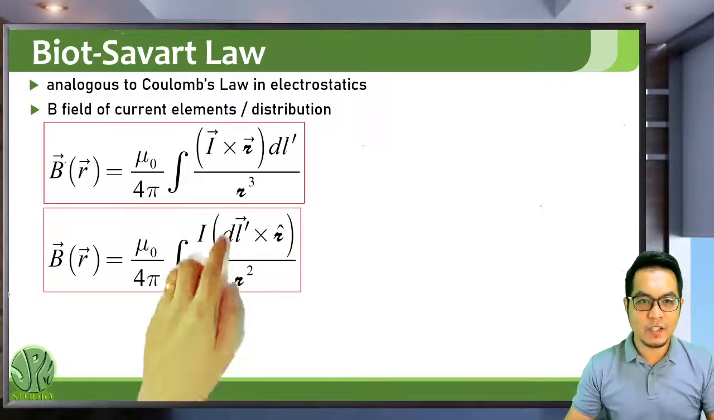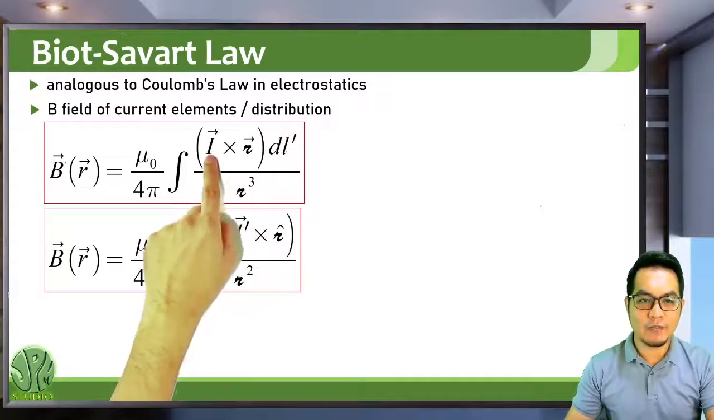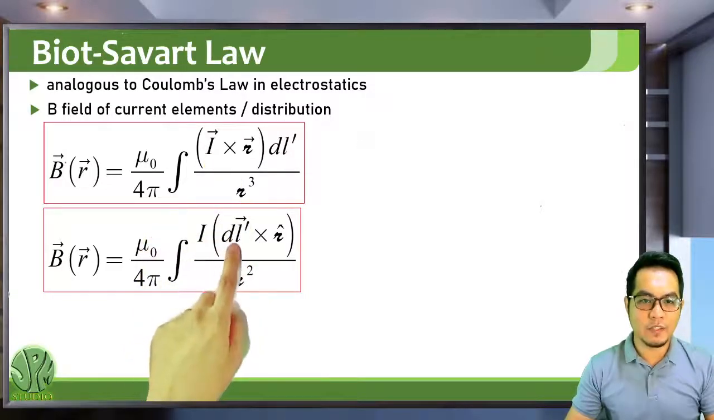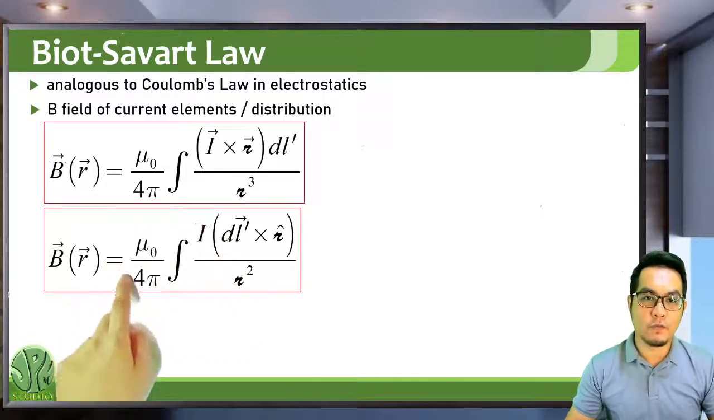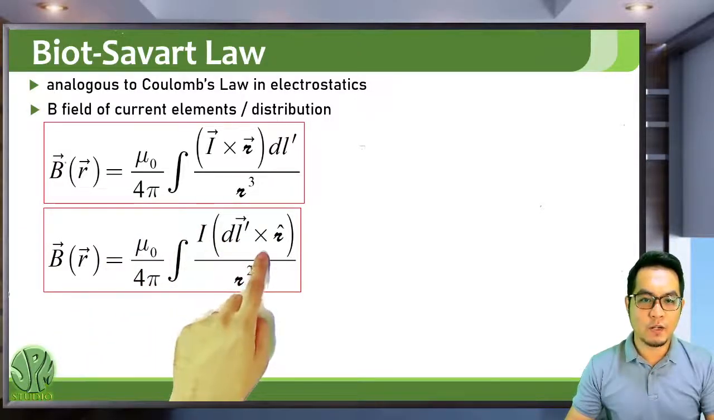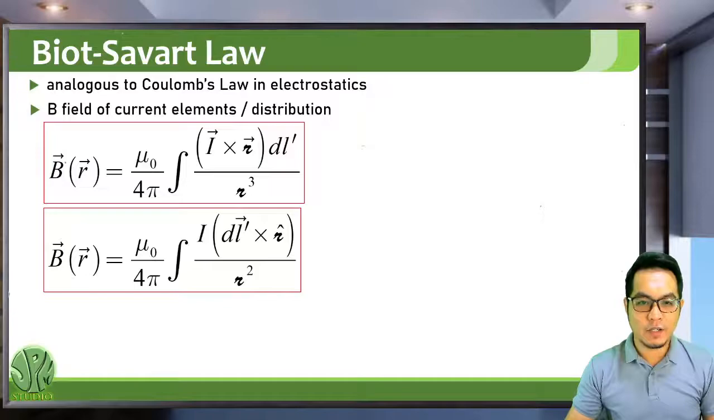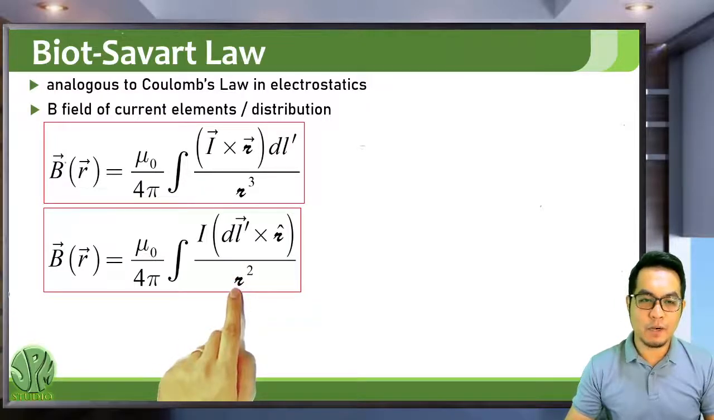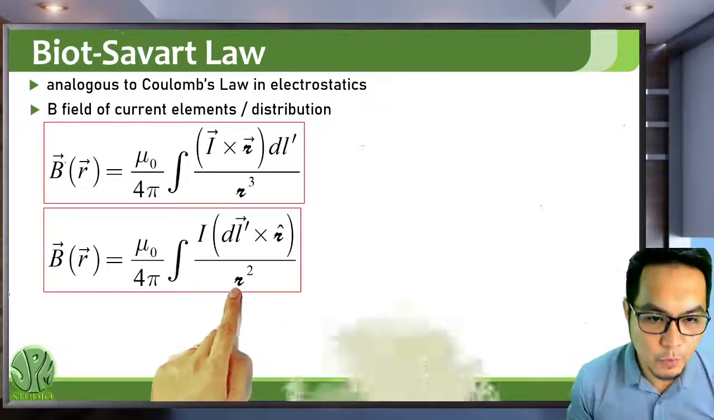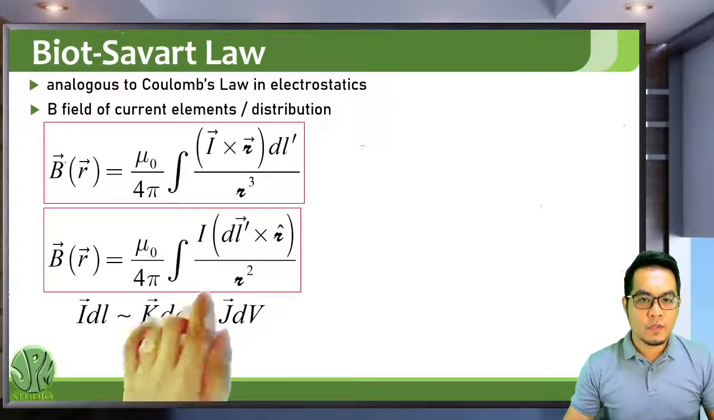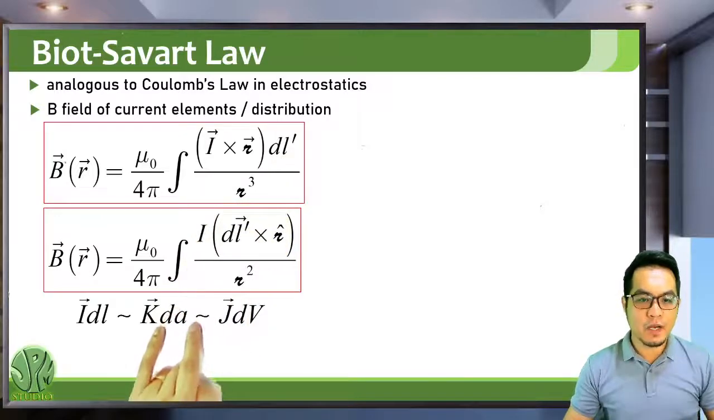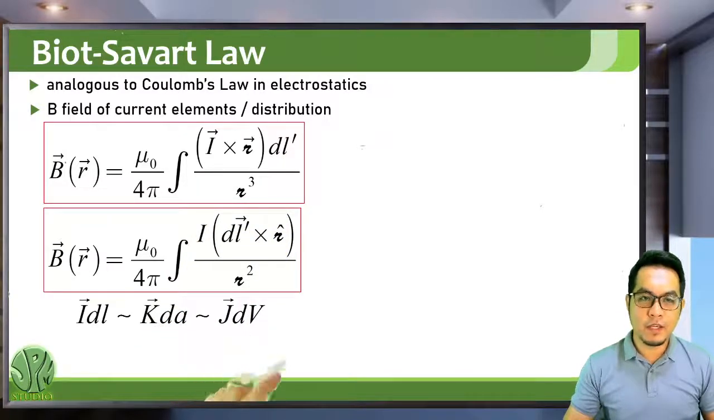So you can rearrange this. Instead of using I as the vector, you can have dl as the vector. So actually I think this is the more familiar form for you: I dl cross r hat over r squared. Again, r here is the separation distance between the source point and the field point. Of course, if you have I dl here, it can be replaced by K da or J dV if you have surface current distribution or volume current distribution.